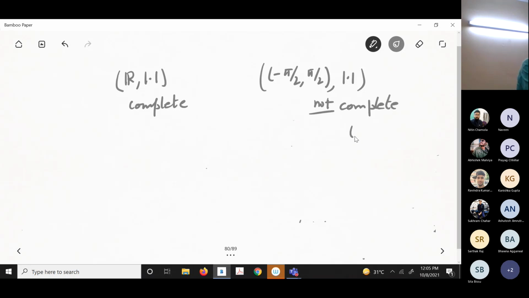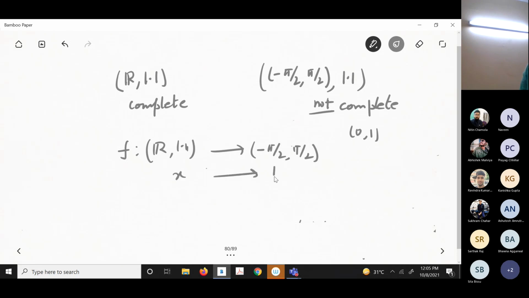Okay, like 0, 1, the way you proved that's the same way you can prove that. Here you can take minus pi by 2 plus 1 by n, a sequence so that it will converge to minus pi by 2, but that is not here. Similarly for pi by 2, it is not complete. But if I take a function, look here. Here actually it is the function arctan, tan inverse x going to tan inverse x.